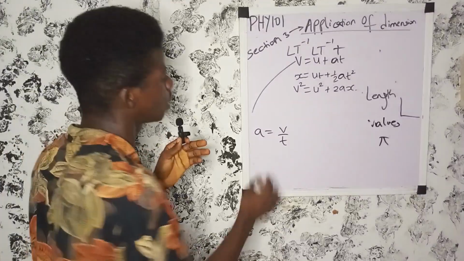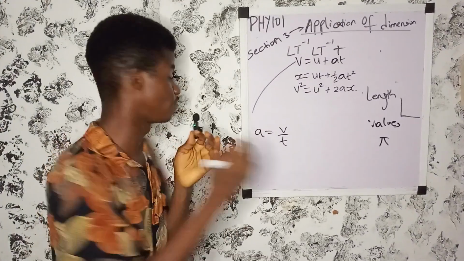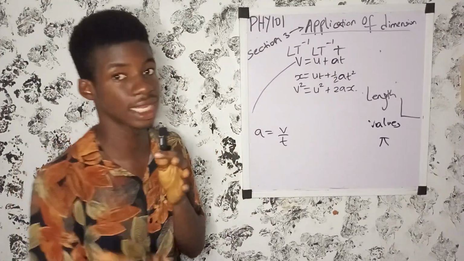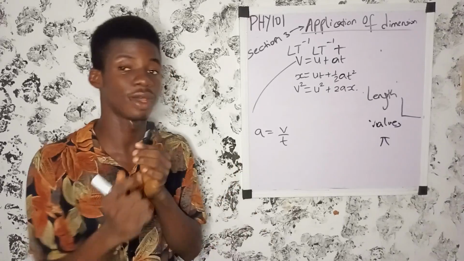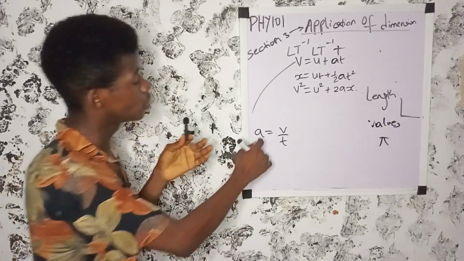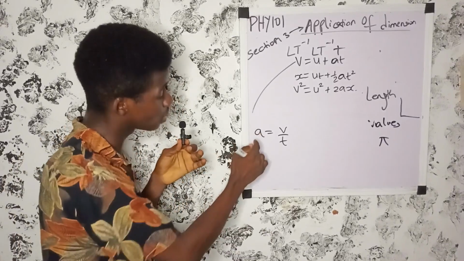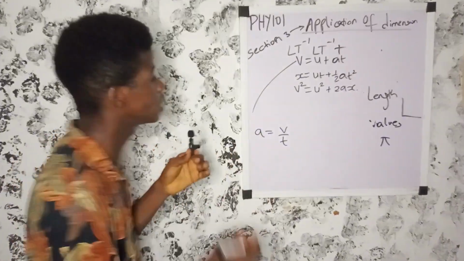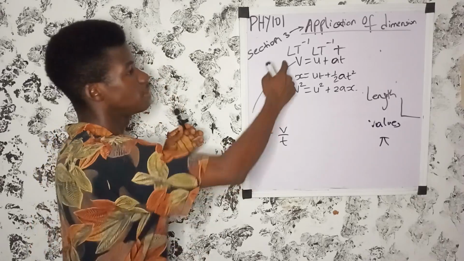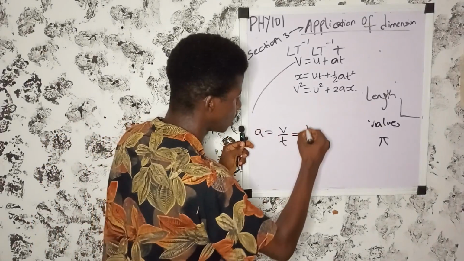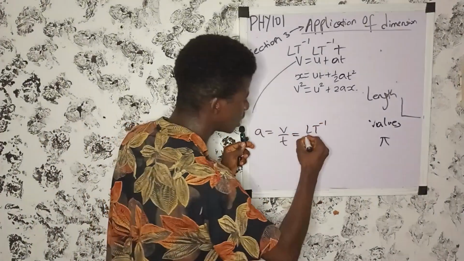Alright, let's continue. Now, looking for the dimension of acceleration. I told you guys earlier that if you want to look for a dimension of any quantity, you first need to know the formula of that quantity, okay? So acceleration is equal to what? Velocity over time, okay? Now, what is the dimension of velocity? The dimension of velocity is L t raised to power minus 1, then over.